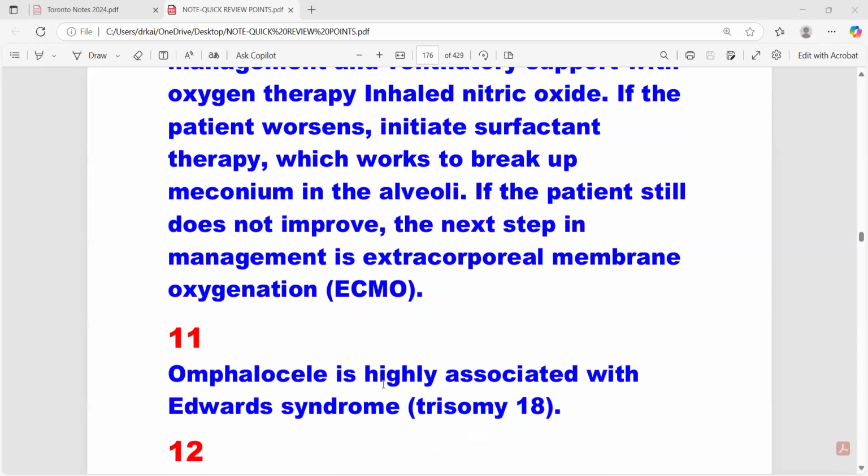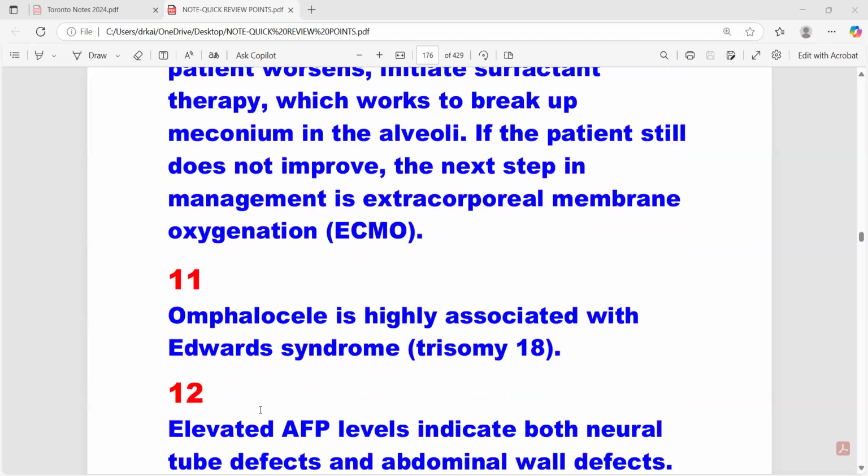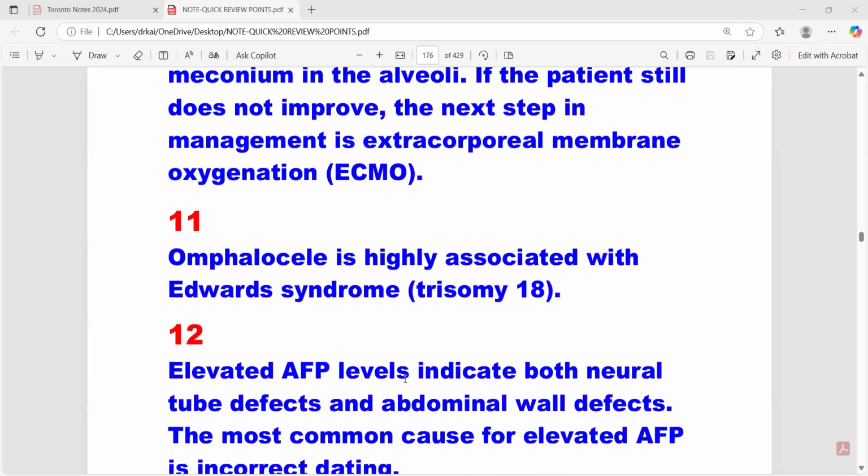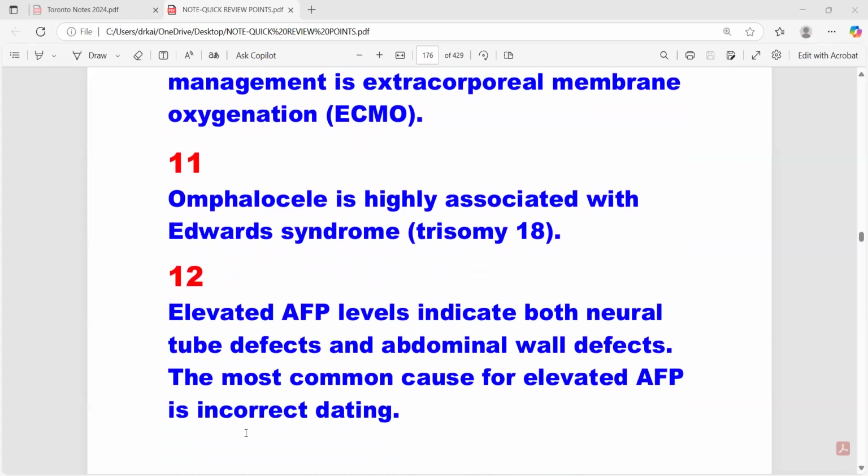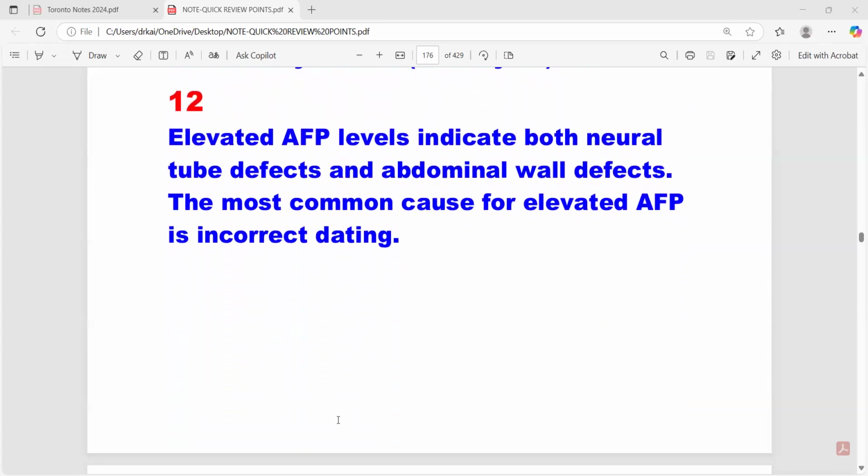Omphalocele: you need to see how the pictures of omphalocele and gastroschisis look. Is it highly associated with Edwards syndrome? Elevated AFP indicates both neural tube defects and abdominal wall defects. The most common cause of elevated AFP is basically incorrect dating as well.